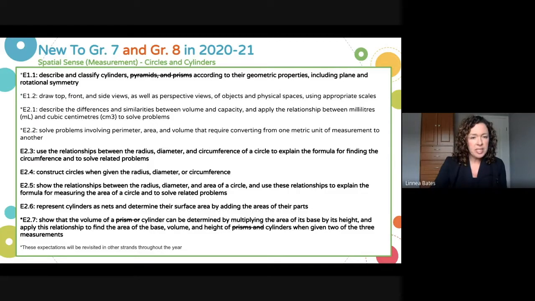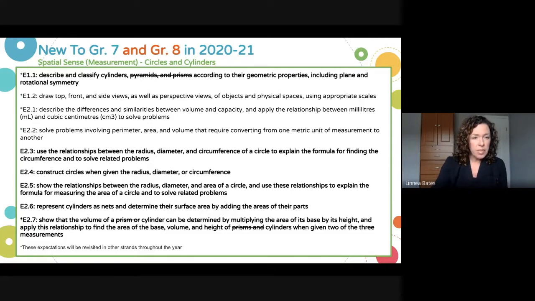2.6 is representing cylinders as nets and determining the surface area of a cylinder. And 2.7 is looking at the volume of a cylinder. You'll note there that you've already discussed volume with prisms, but we'll be looking at all the relationships between the dimensions when solving problems regarding cylinders.